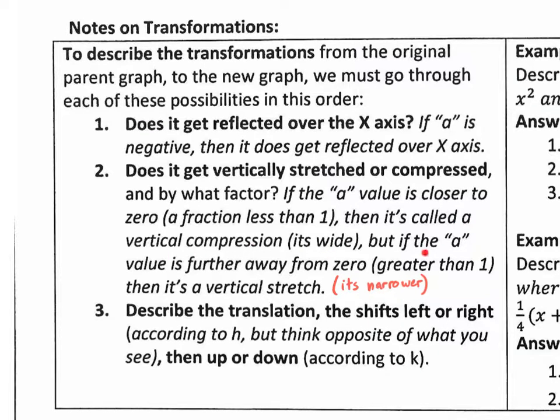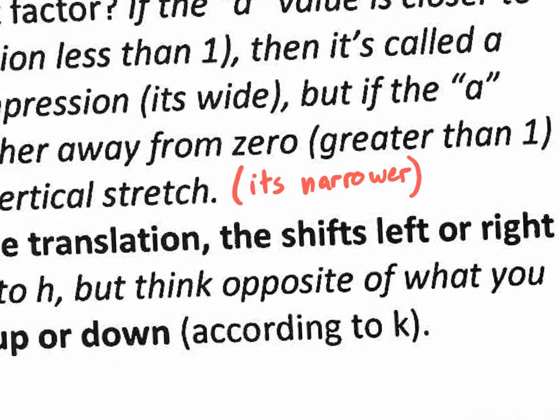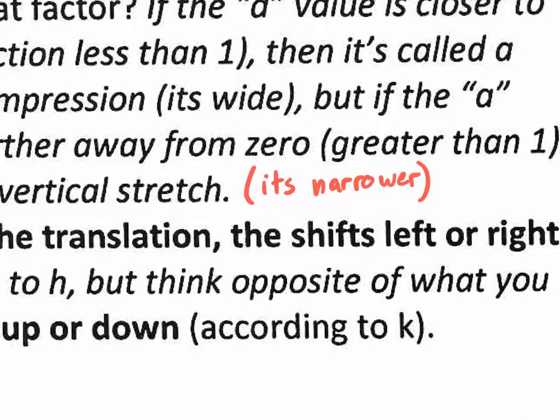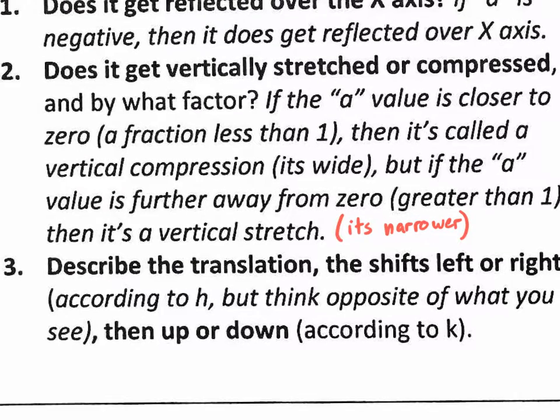It's wider. But if the a value is further away from 0, like let's say your a value is 2 or 3 or even negative 3, if it's greater than 1, then it's a vertical stretch, which means that it gets narrower. Okay? And it doesn't say that in your notes, so might as well jot that down in that little space, put down in parentheses, it gets narrower. So obviously if the a value is further away from 0, then your parabola is going to get narrower. And that's what we call a vertical stretch. So a vertical compression is when it gets wider. A vertical stretch is when it gets narrower.